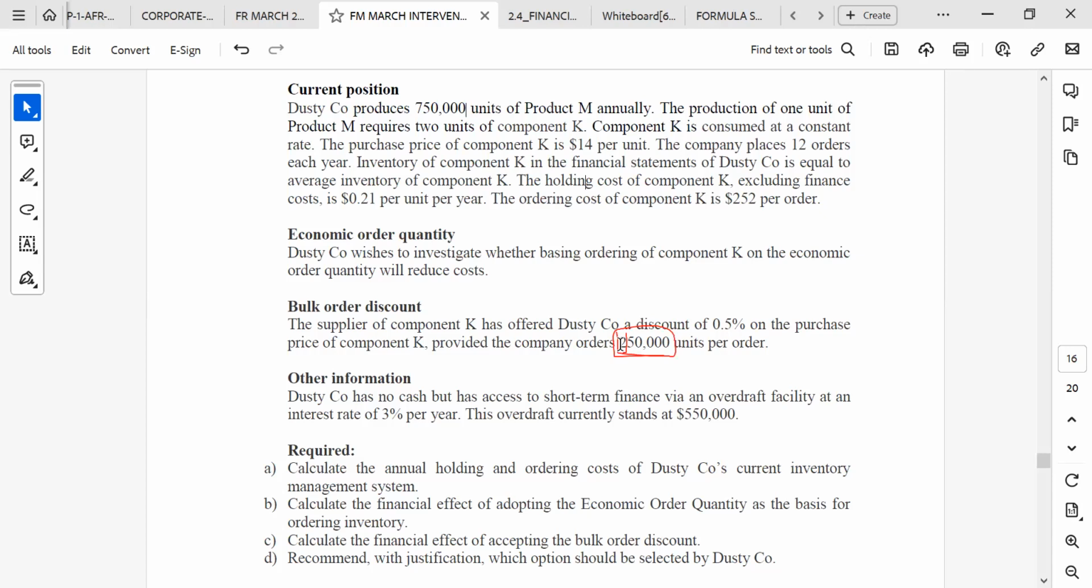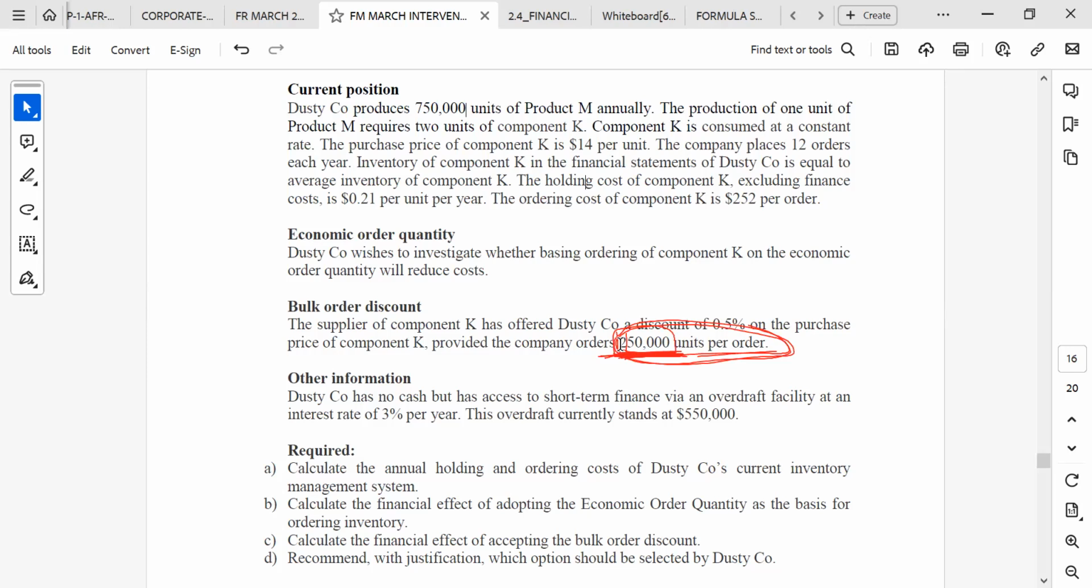250,000. Yes, they are saying that for every order, you should be requesting 250,000 units. If that is the case, we give you a discount. So their quantity per order will now be 250,000, and you can see that they should order 250,000 per order. So their economic order quantity will be 250,000 under the new one.